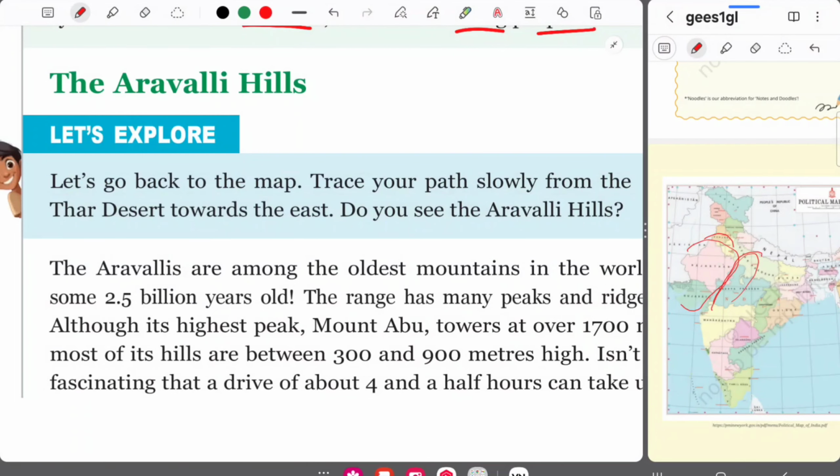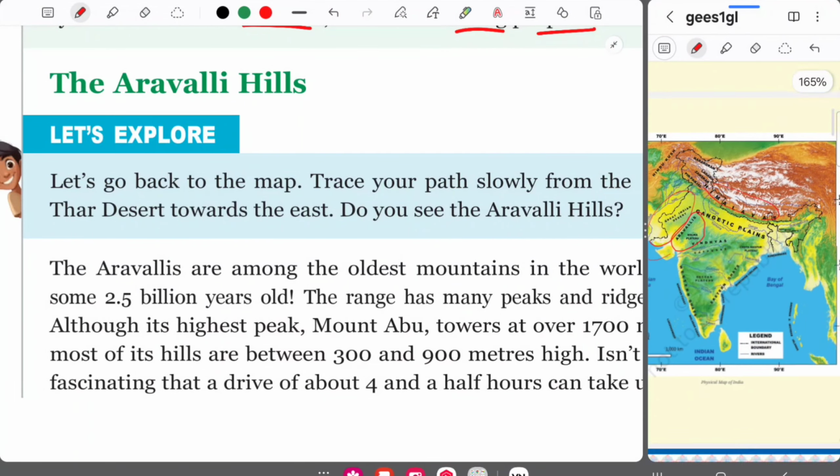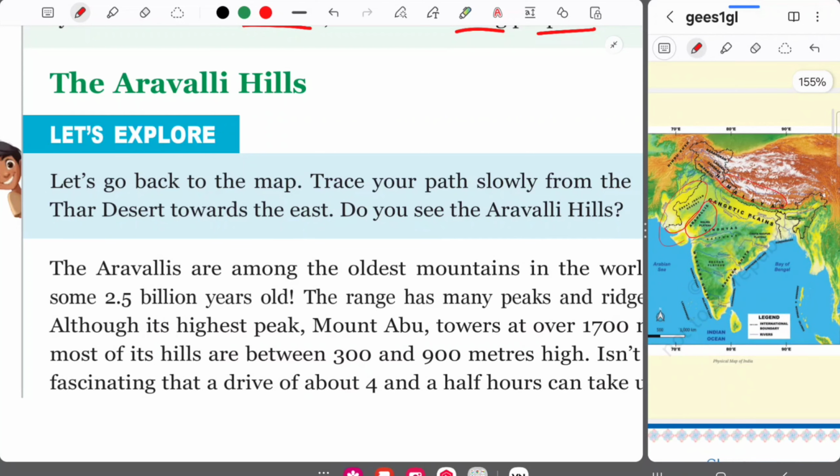So again, let us make this map a little smaller now. Whenever we need, we'll use it again. So here are the Aravalli hills, this part. We are going to learn about this portion now. So let us go back to the map. Trace your path slowly from the Thar desert towards the east. Do you see the Aravalli hills? We have already traced them, isn't it?